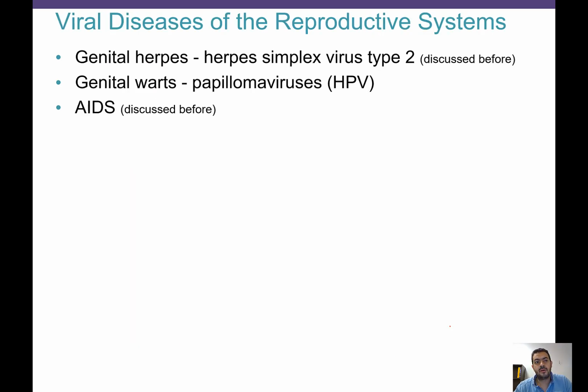Moving on, in addition to bacterial infections of the reproductive system, we have some viral infections as well. We have already covered genital herpes, which is caused by herpes simplex virus type 2. If you remember, type 2 is the one that affects the lower half of the body. Type 1 affects the upper half, and this has been discussed before. We have also what we call genital warts. These are caused by papilloma viruses, and we have AIDS, and we have also discussed this before.